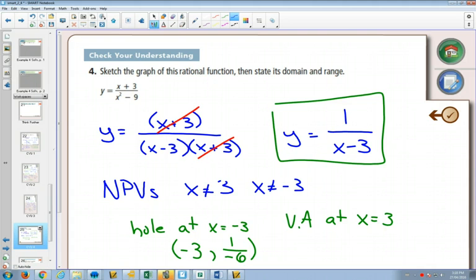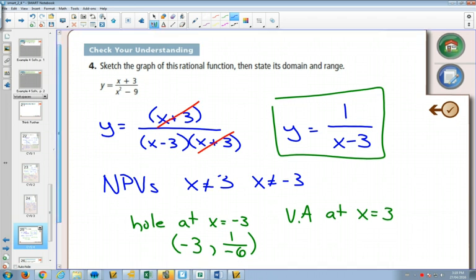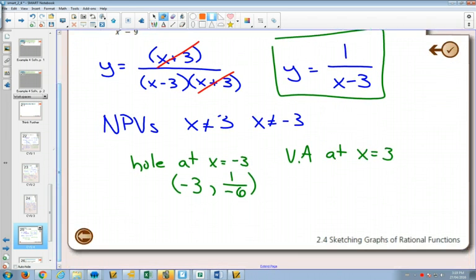Again, once it's simplified, what I've written in the green box, that's what we're going to have to graph, but we're going to have to just add the hole to it. And that'll be the graph of what we need to find. So now, how do we graph this? Well, we would have started with our non-permissible values and found out x equals 3 would have been a vertical asymptote.